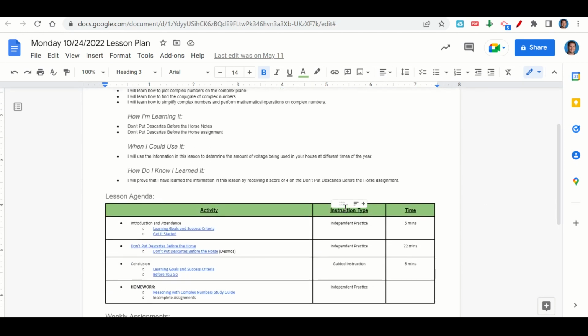Now let's take a look at our agenda for today. We will begin by going over our learning goals and success criteria. While we do that, you'll fill out your Get It Started. After that, I'll give you time to complete the "Don't Put Descartes Before the Horse" assignment on Desmos. At the end of class, we'll go back over our learning goals and success criteria while you fill out your Before You Go. Your only homework for tonight is to continue working on the Reasoning with Complex Numbers study guide and any incomplete assignments that you may have.